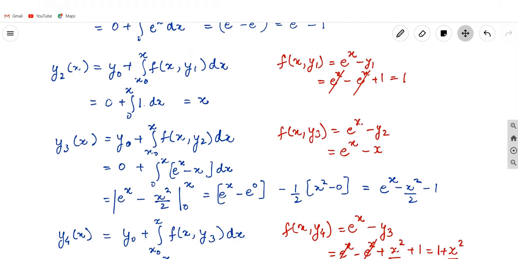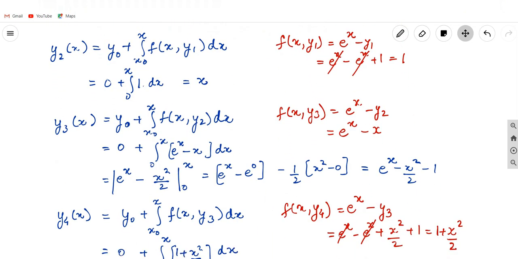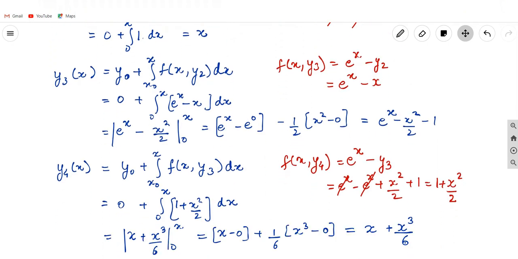So this is what I'll get as the answer. y2x is coming out to be x, y3x is coming out to be e raised to the power x minus x square by 2 minus 1, and y4x is coming out to be x plus x cube by 6. So these are my 4 approximations, and this is the Picard's method.